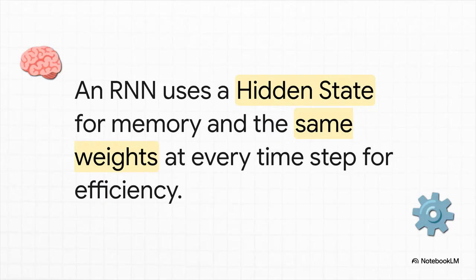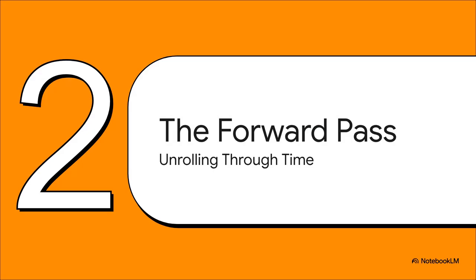Now, this is where things get really clever. In a typical deep network, every single layer gets its own unique set of weights. An RNN, though, reuses the exact same set of weights at every single time step. We call this parameter sharing, and it's the key to making RNNs so incredibly efficient. It means the network can handle a sequence that's 10 words long or 1,000 words long, all without needing to add a single new parameter. That's a game changer.